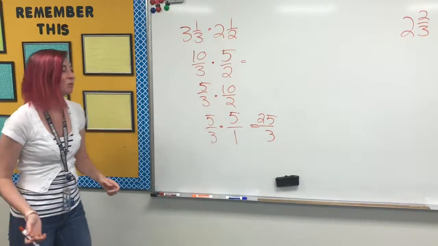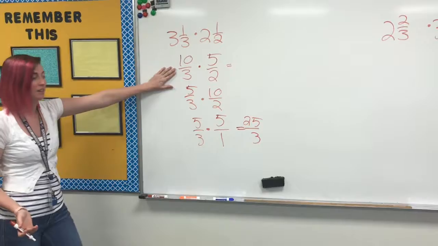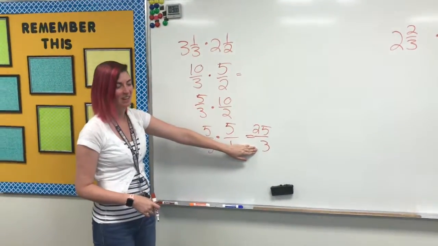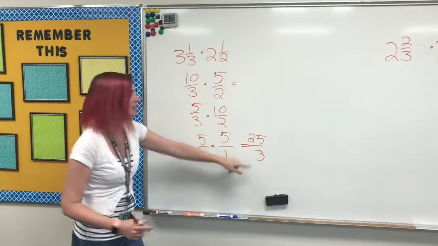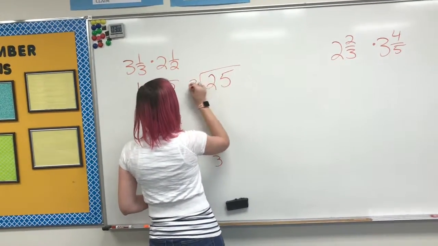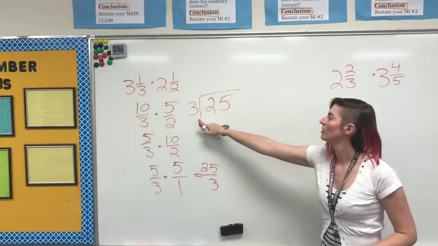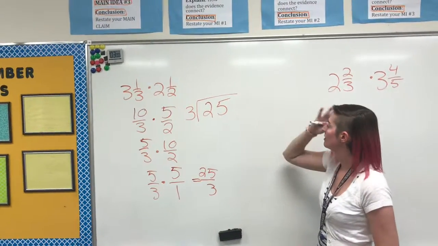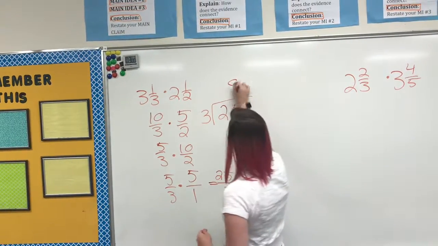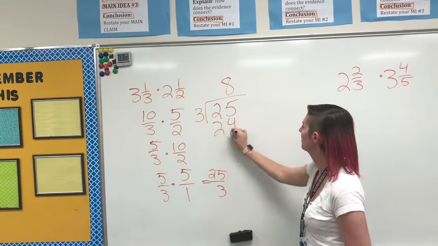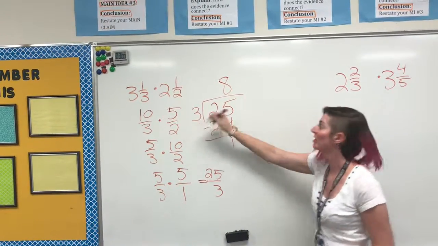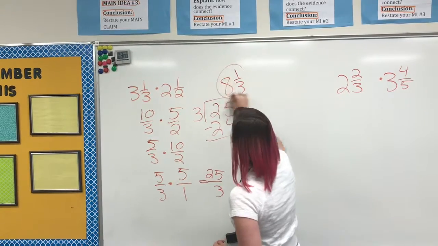Now even though we wanted to have improper fractions here, we do not want an improper fraction at the end, so now we have to divide. 25 divided by 3. So 3 fits into 25 8 times. 8 times 3 is 24. Subtract, we get 1. 8 1/3 is our final answer.